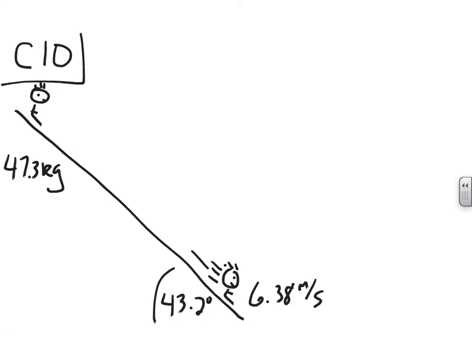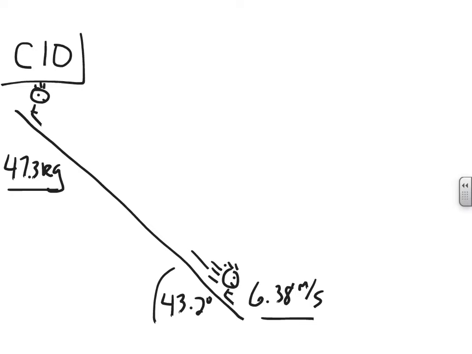Number C10, Robert is sliding down a rough slide that is 3.8 meters long and forms a 43.2 degree angle with the ground. If his mass is 47.3 kilograms and the speed at the bottom of the slide is 6.38 meters per second, what percentage of his potential energy was converted to heat?